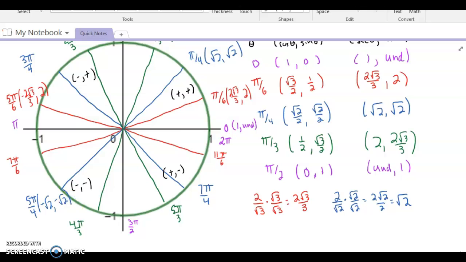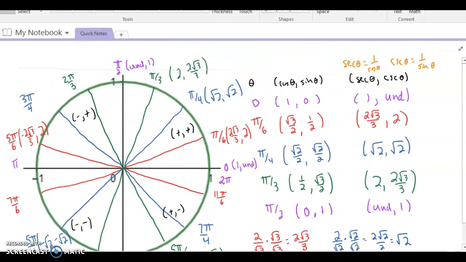And in quadrant 4, I could take a value at like 5 pi over 3. Our value at pi over 3 was 2 and 2 root 3 over 3. My cosine or secant will be positive in quadrant 4, but my sine and my cosecant will be negative. And so that's going to give me all my values. Again, I'm using what I did before with sines and cosines, but now applying it to secants and cosecants. It's the same thing, just the reciprocal of those values.